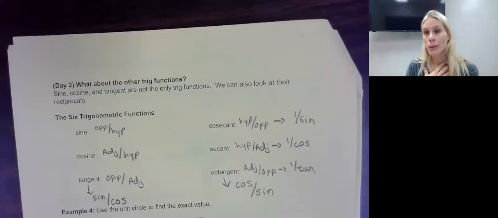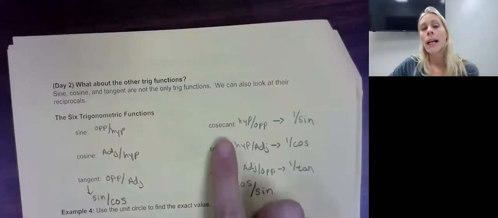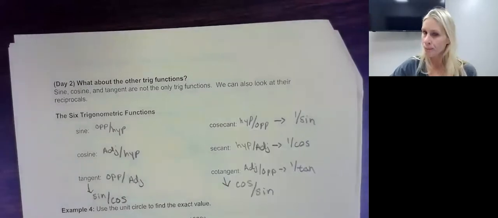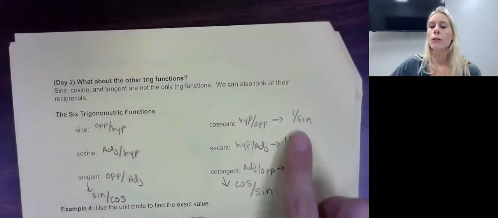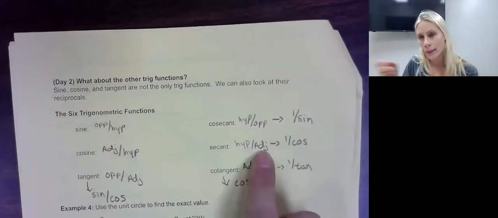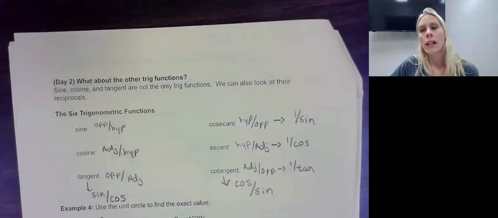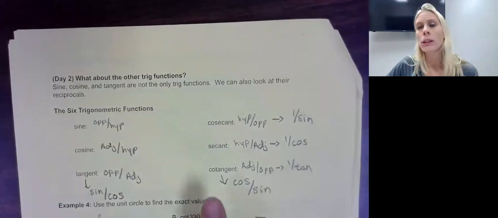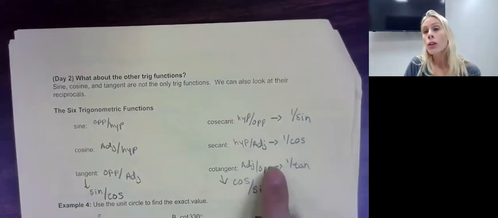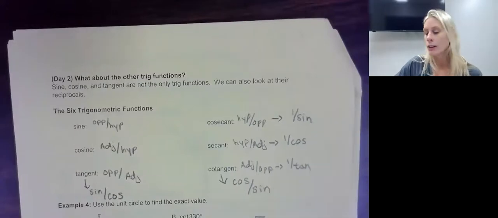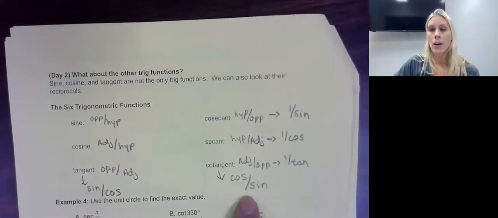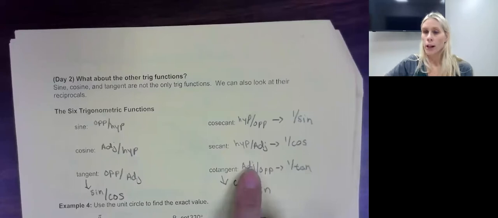But we can do the other 3 also with our unit circle. Cosecant is hypotenuse over opposite. It's the reciprocal of sine, so flipping that fraction, or 1 over sine. Secant is hypotenuse over adjacent, which is the reciprocal of cosine, so taking the cosine fraction and flipping it. And cotangent is adjacent over opposite, which is the reciprocal of tangent. We can also think about that as flipping the sine over cosine to cosine over sine. So this will help us indicate our values on our unit circle of what we're trying to find.